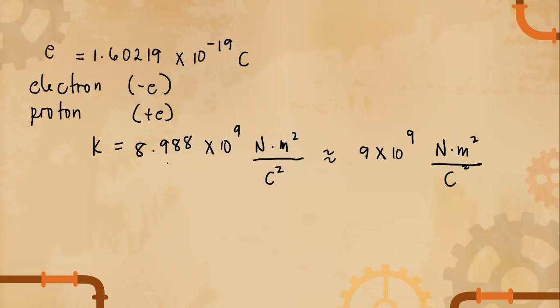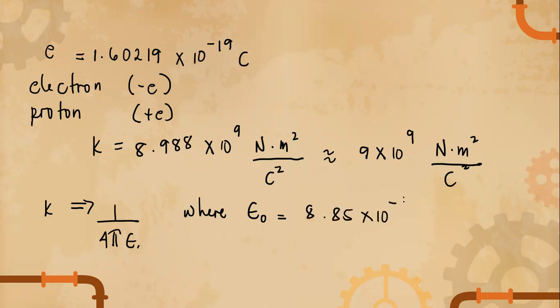Okay. Sometimes K is replaced by 1 over 4 pi EO, where EO has a constant value of 8.85 times 10 to the negative 12 Coulomb square per Newton meter square. This EO is called the permittivity of free space.